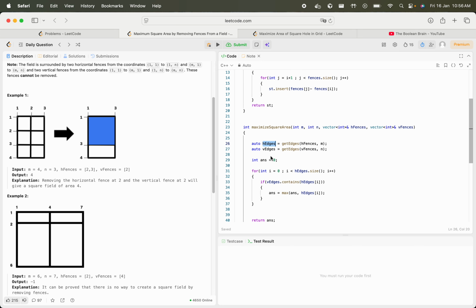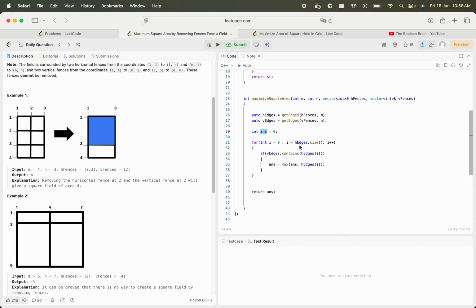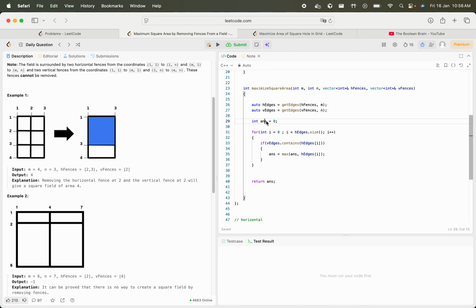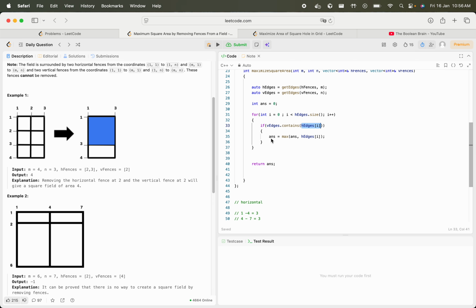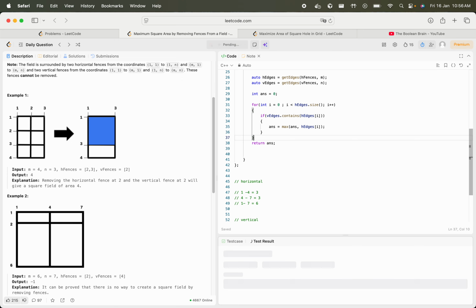Here I'm getting the set and declaring the answer, iterating on one of the fences, since I'm iterating on the edges only because I need the maximum common from these 2 points. So I am declaring answer, initially assigned to 0, and if the vertical set contains the horizontal set of i, it means there's a possibility to update the answer, and that's how we will compute it. Let us try to run this.